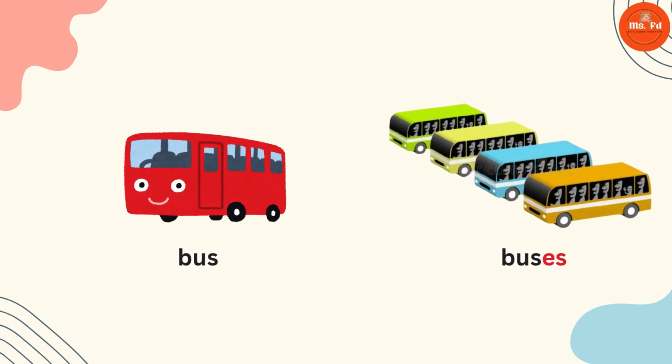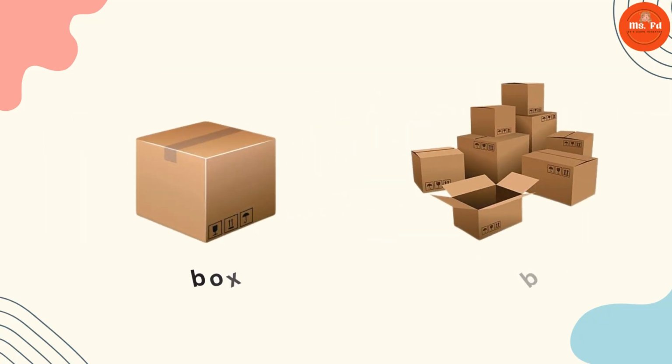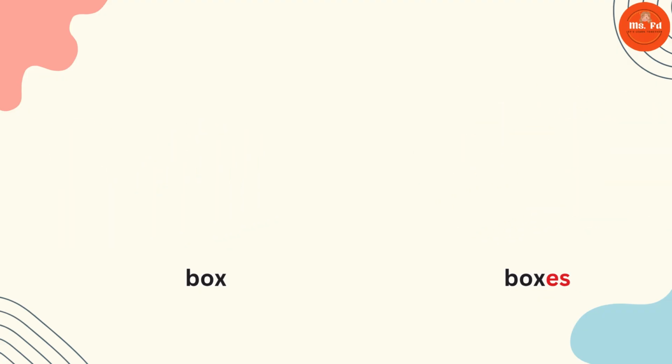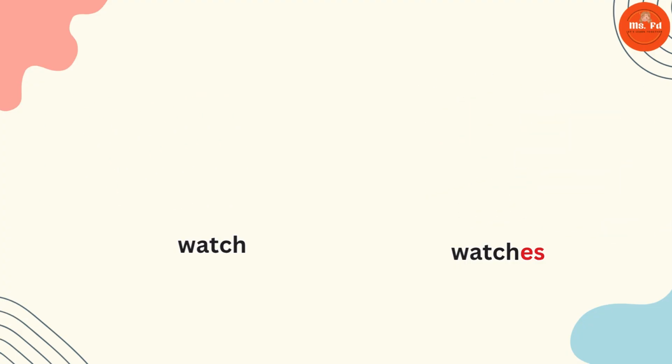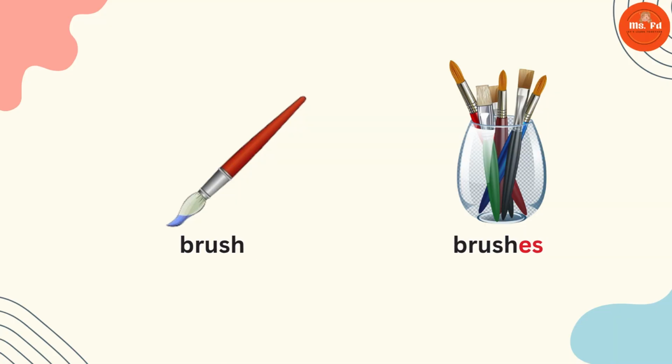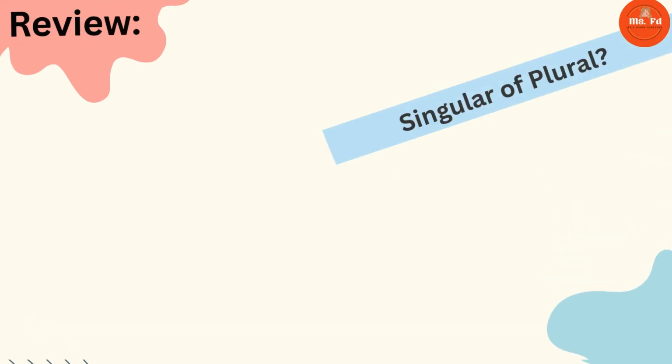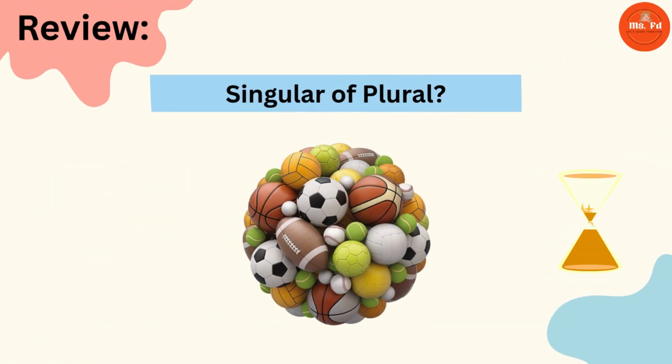1 bus. 4 buses. 1 box. Many boxes. 1 watch. 4 watches. 1 brush. Many brushes. Let's review.